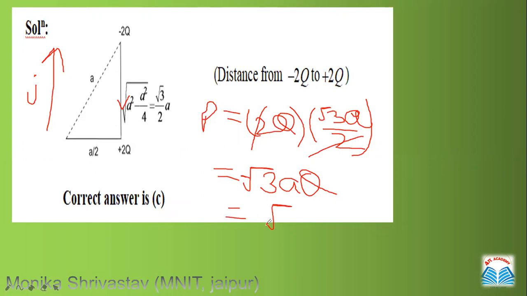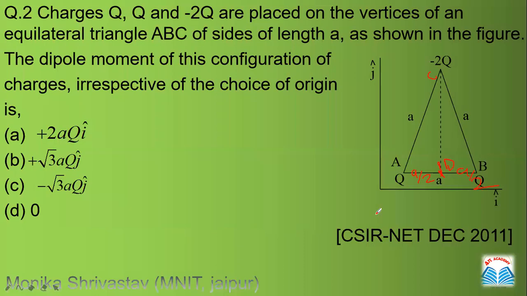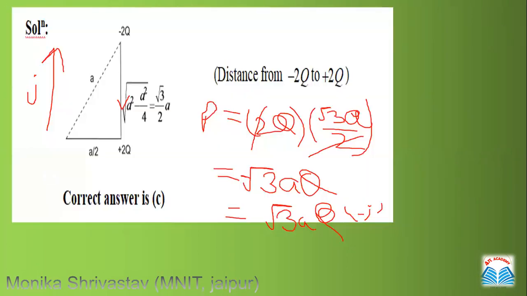I can write this answer as root 3 a q and minus j cap, and I will put a minus j cap in the bracket. So what will be the answer? The option will be C. So this is the easiest method. You can solve these types of questions.